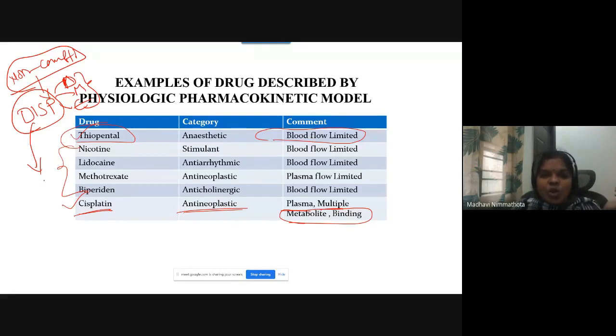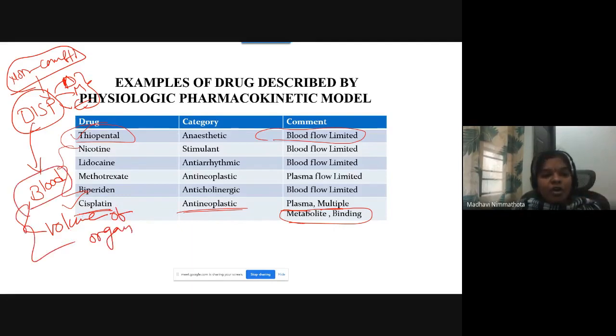It is totally dependent upon the blood flow to the organ, and one more thing, the volume of the organ. So your drug deposition depends upon the blood flow to the organ and the volume of the organ. From that you can calculate the rate of blood flow to the organ. This is the simplest model of the physiological pharmacokinetic model. With this, your 7th unit is completed.